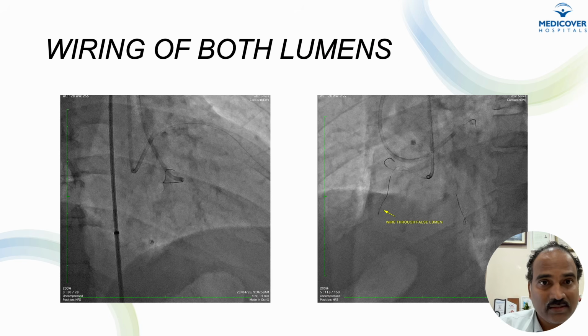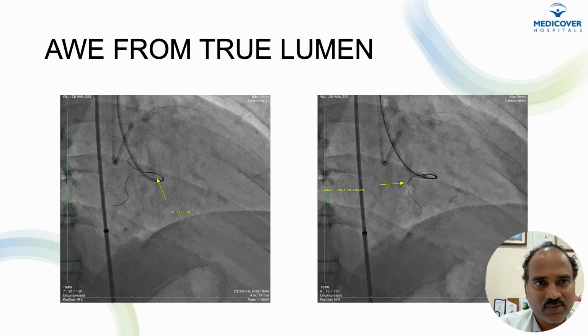So this is the wiring strategy. And you can see here, this is my first wire, which is going into this side branch. That means it is in true lumen. And the second wire, which is just going into mid RCA, means it is in the false lumen. And in fact, we did an IVUS and confirmed both wire positions as well.